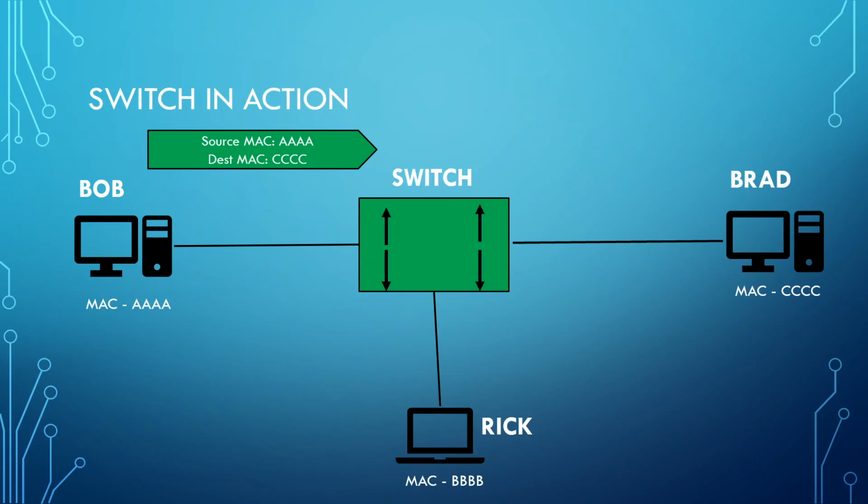So like I said before, because Bob, Rick, and Brad are plugged into the same switch, they can communicate with each other. This is very similar to our island example, where you can only communicate with your friends on the island because you're essentially isolated from the rest of the world. So when Bob wants to communicate with Brad, it's going to send some sort of data to Brad.